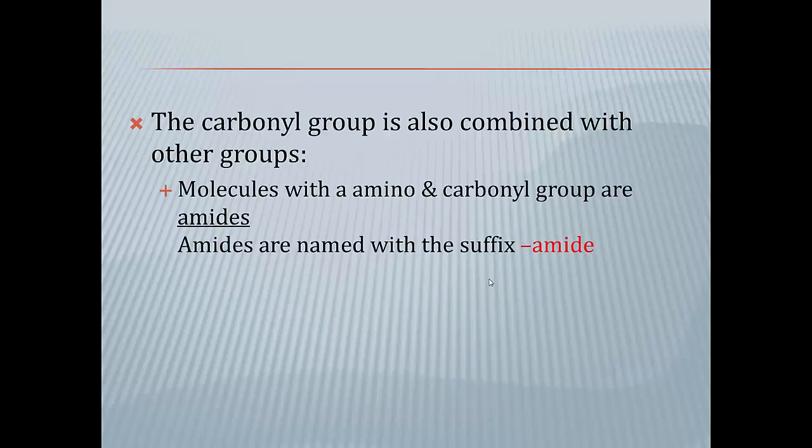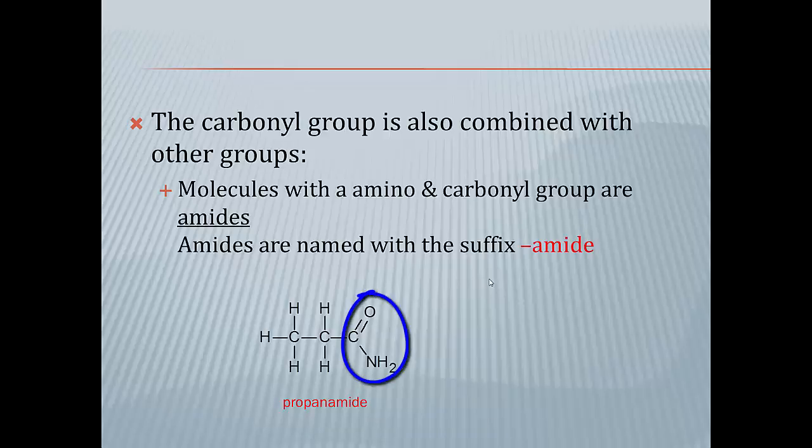Molecules with an amino group and a carbonyl group together are called amides. Amides are named with the suffix amide. So this molecule, which is based on a 3-carbon chain, is propanamide with an amide group on the end. With a 2-carbon molecule, this would be ethanamide.